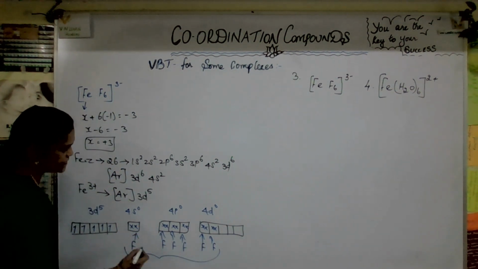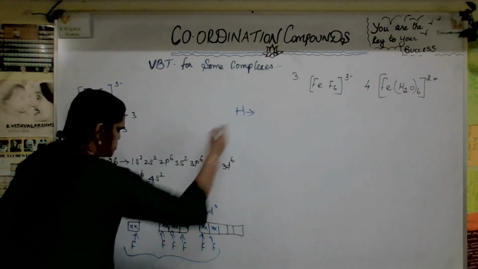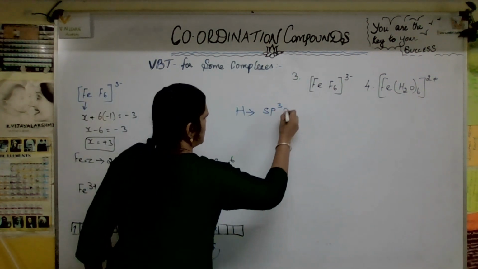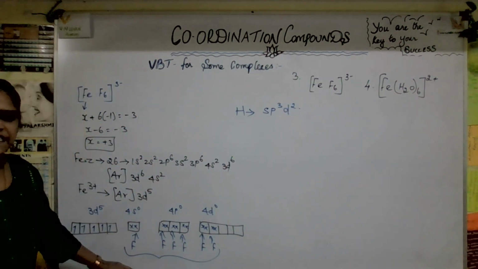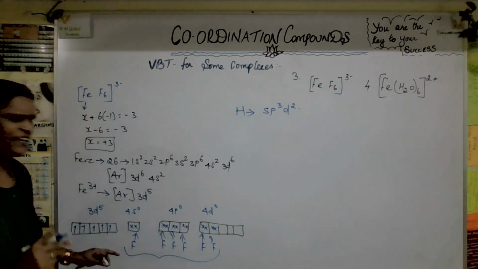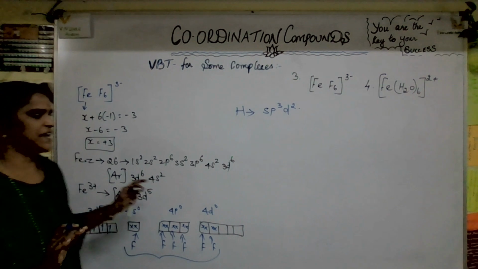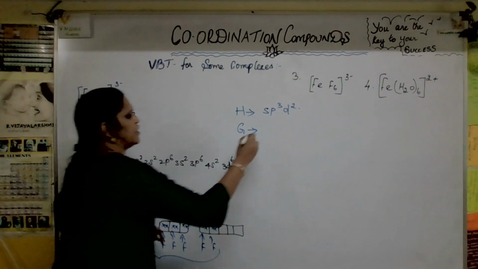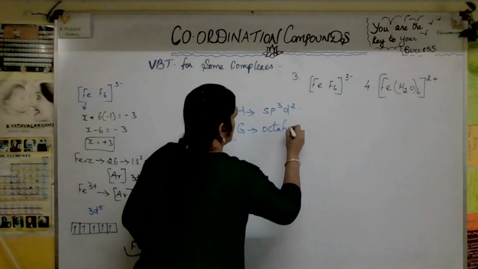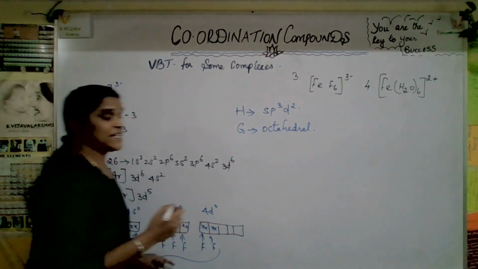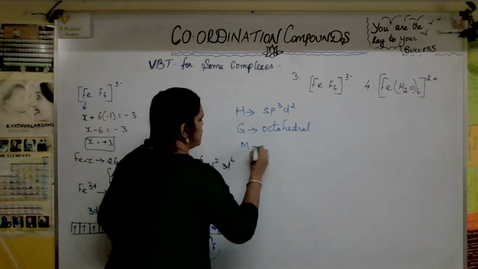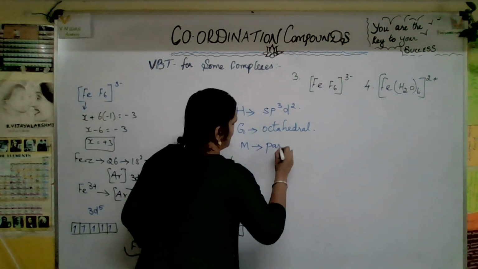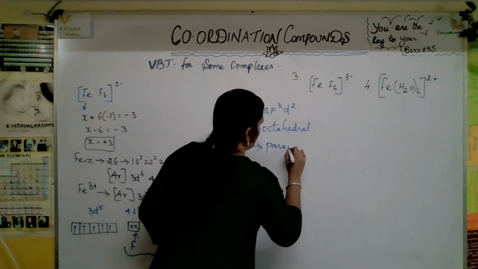So what is the hybridization here? sp3d2. Hope you are clear with this idea. Whether it is correct or not, you just check it easily. If you follow the tricks, it will be very easy. Next, geometry. Of course, it's octahedral. Next one, magnetic property. As you see, unpaired electrons only, so it is paramagnetic.